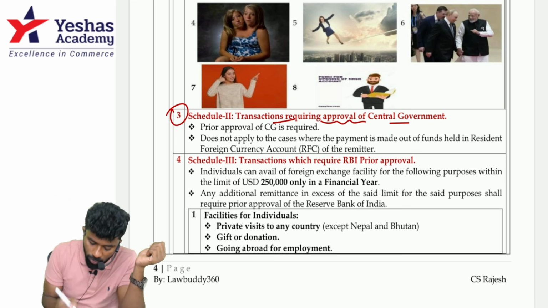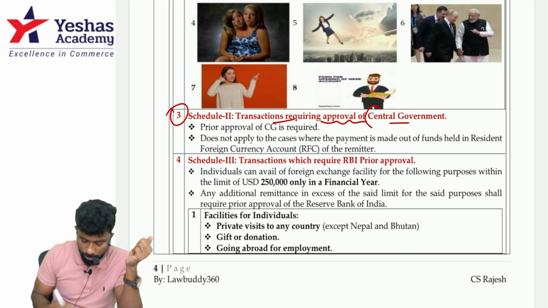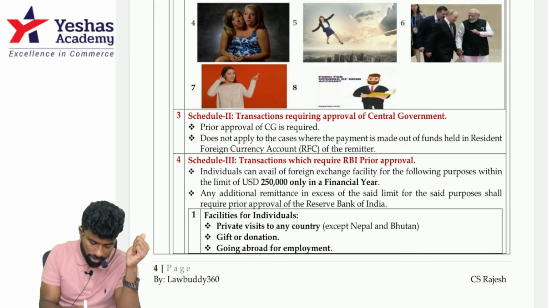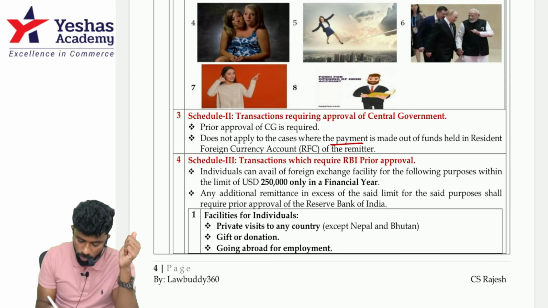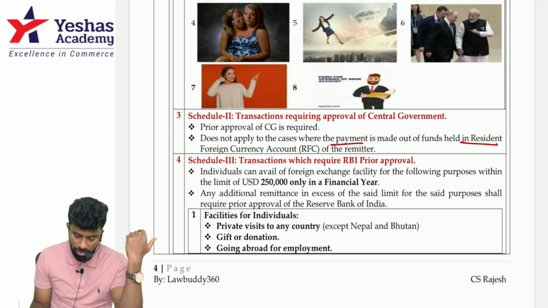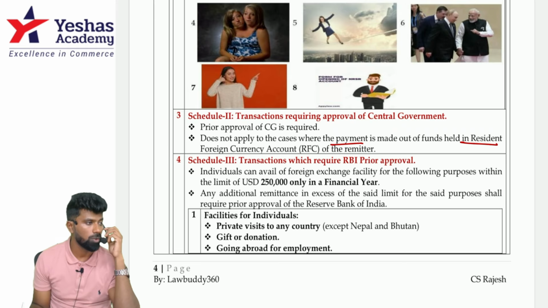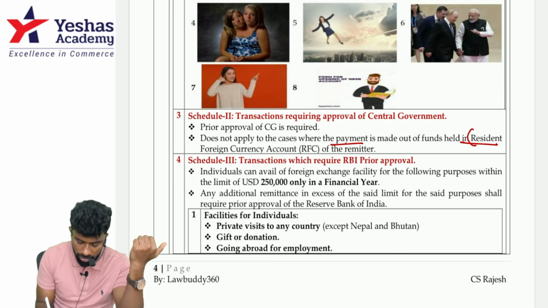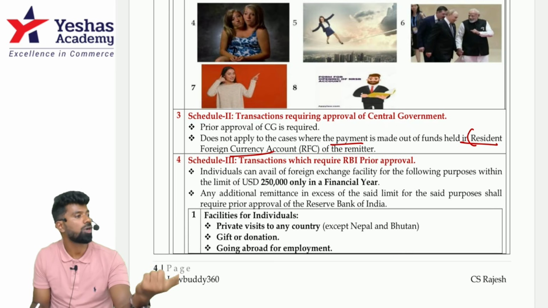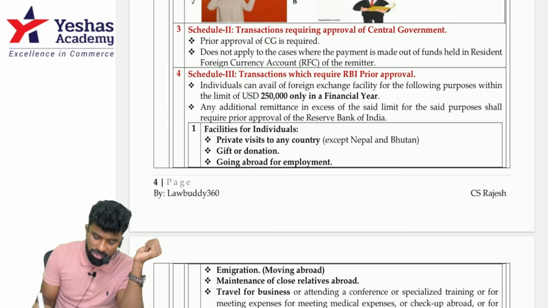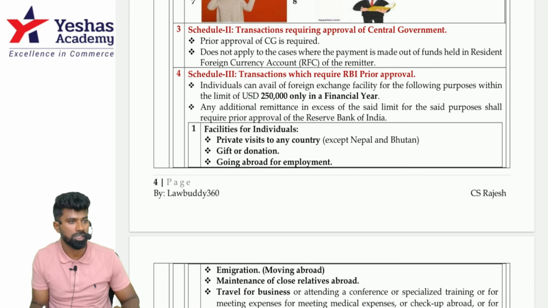So Schedule 2 provides transactions which require whose approval? Prior approval of central government is required. It does not apply to cases where the payment is made out of funds held in which account? Resident foreign currency account. If you are making payment out of a resident foreign currency account, approval of central government is not required. Third one is important, based on which they ask questions in the previous examinations.